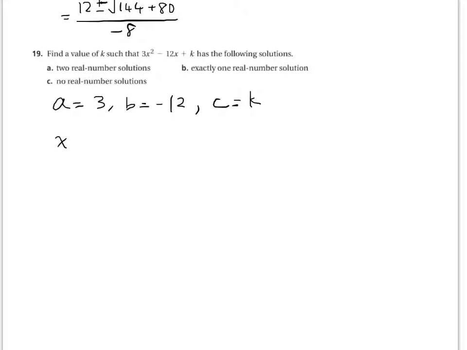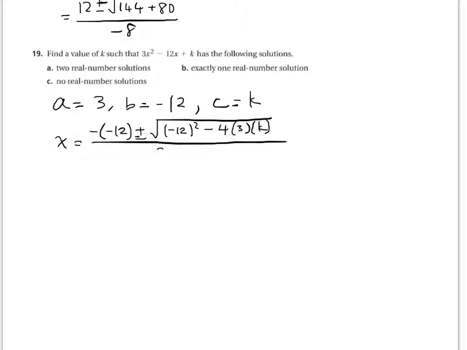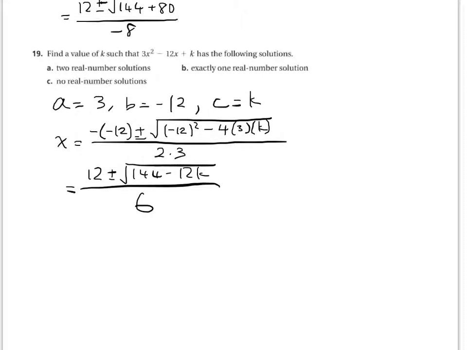We have x equals negative b, which is negative 12 in this case, plus or minus square root of b squared, which is negative 12 to the second power, minus 4 times 3 times k, over 2 times a, which is 3. So we have 12 plus or minus square root of 144 minus 12k over 6.